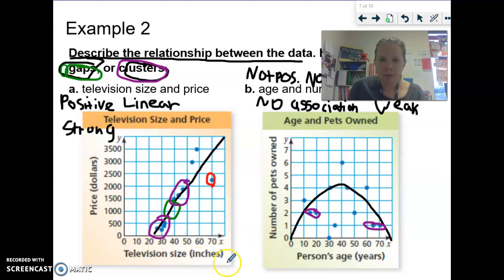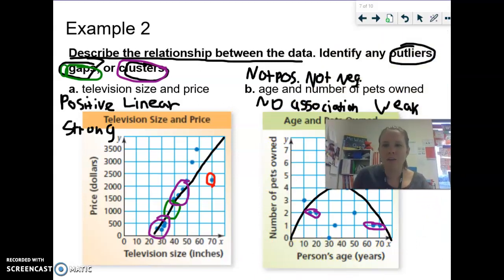So again, when you have no positive, no negative, no association, when it's weak, it is a lot harder to identify those outliers, those gaps, or those clusters. Sometimes you may only have one or two of each thing. When things are stronger, and show a clearer association, whether it's positive or negative, linear or nonlinear, it's a lot easier to identify those outliers. Remember, your outliers are the ones who just don't want to follow the rest of the pack. They want to be different. Your gaps are those spaces in between, and those clusters are where all the data is next to each other.